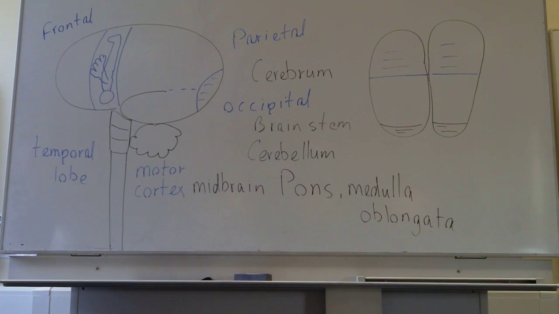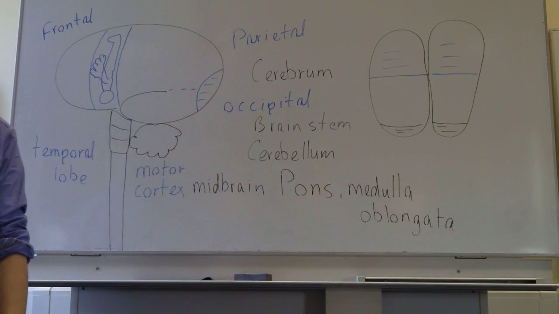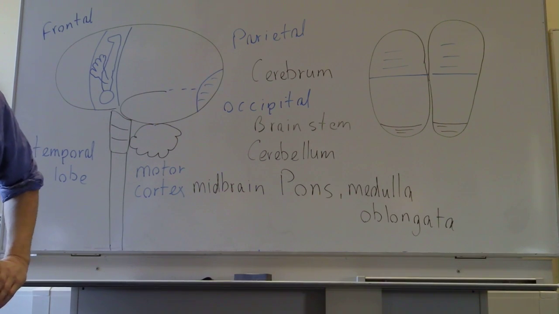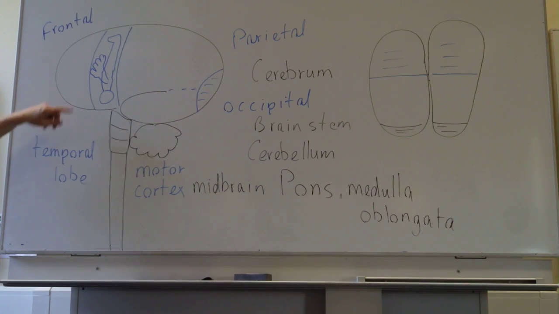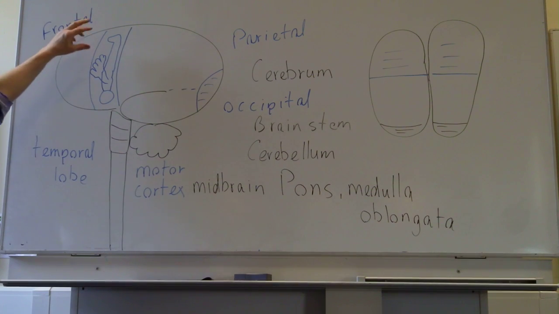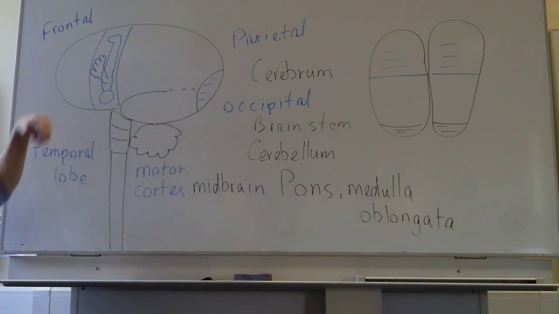So if you decide you want to move your foot, a new nerve impulse is generated in that part of the brain, goes down through the brain to the spinal cord and out to your foot. If you want to move your fingers, a new nerve impulse is generated in that part of the brain that goes to your fingers. So that is the motor cortex, that area there.